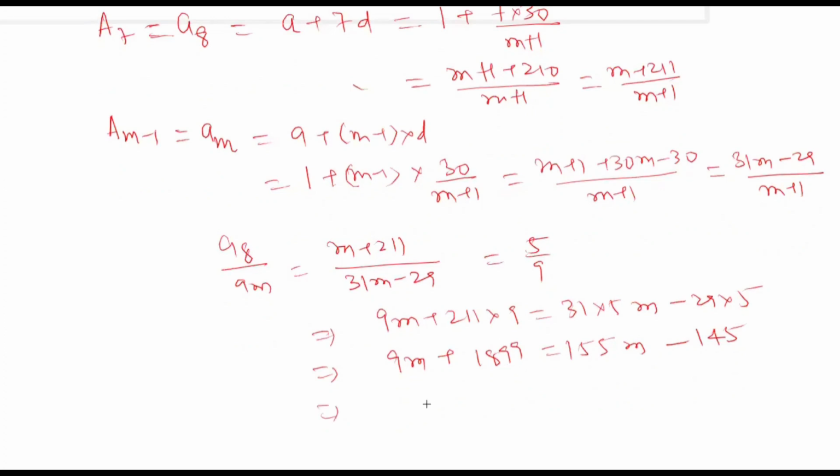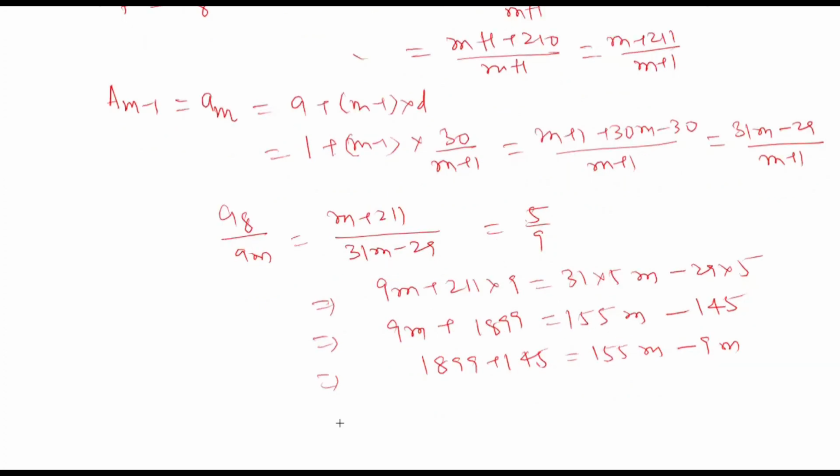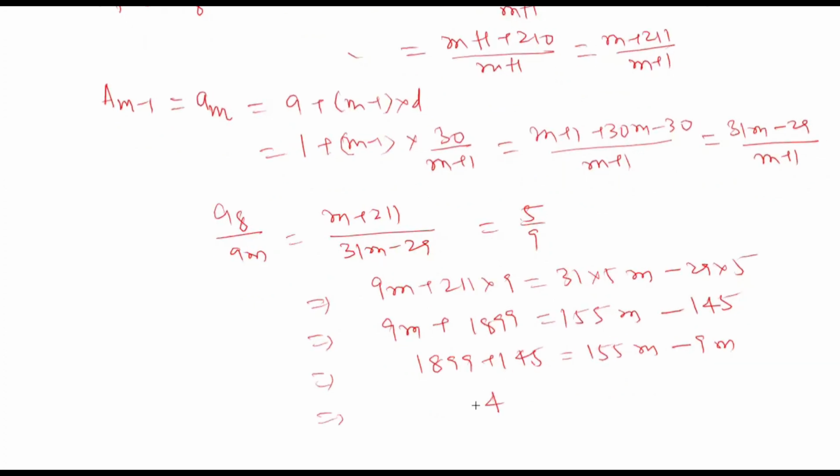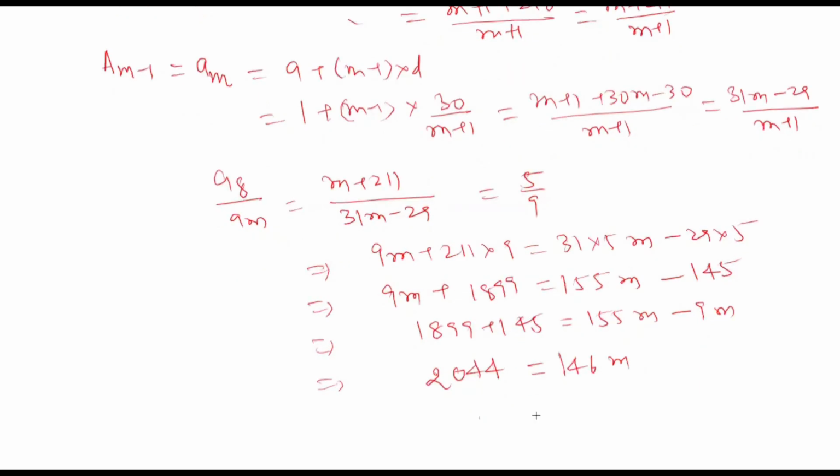So this comes to this side: 1899 plus 145 gives 2044, and 155M minus 9M gives 146M. So M is going to be 2044 upon 146.